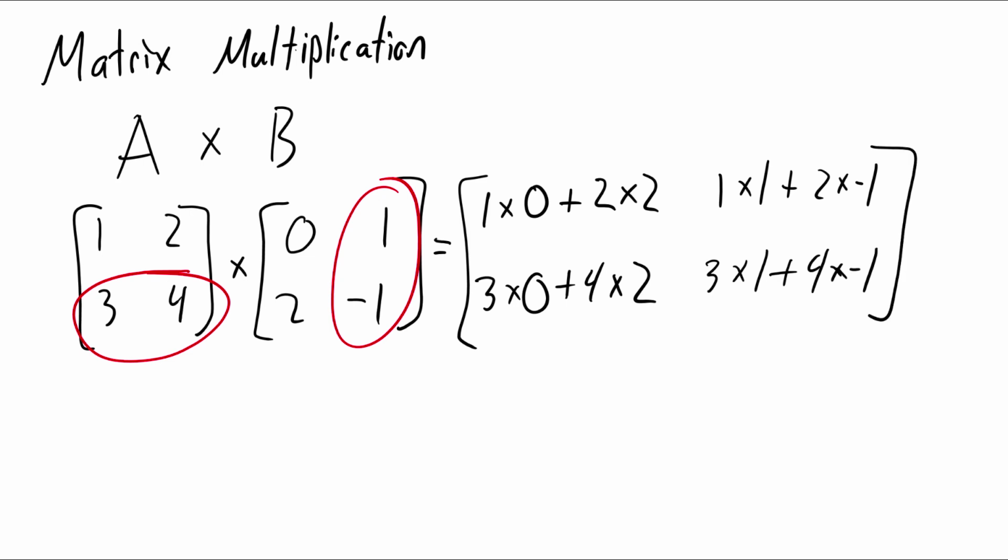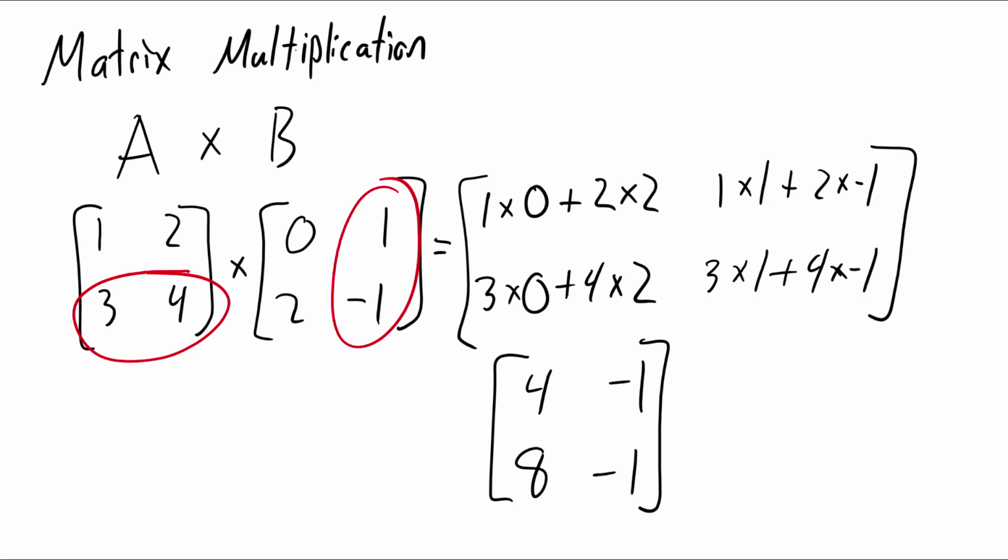All right, so when we simplify all of that, the top left element, 1 times 0 plus 2 times 2, that's 4. The top right element, we have 1 times 1 plus 2 times negative 1. So that's 1 plus a negative 2, so that's negative 1. We then have the bottom left element, 3 times 0 plus 4 times 2. That's 0 plus 8, so 8. And then the bottom right element, 3 times 1 plus 4 times negative 1. So that's 3 plus a negative 4, that's negative 1. So A times B is 4, negative 1, 8, negative 1.